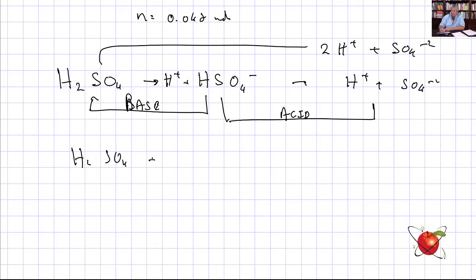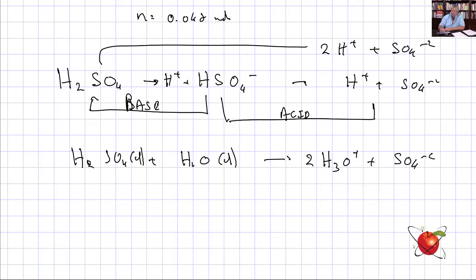H2SO4 dissolving in water to form an aqueous solution. So this is a liquid, well obviously. To form the aqueous solution goes to 2H3O+ and SO4 2-. Why? Because those 2 there have joined onto 2 of those guys. We needed 2 of those to join in there.